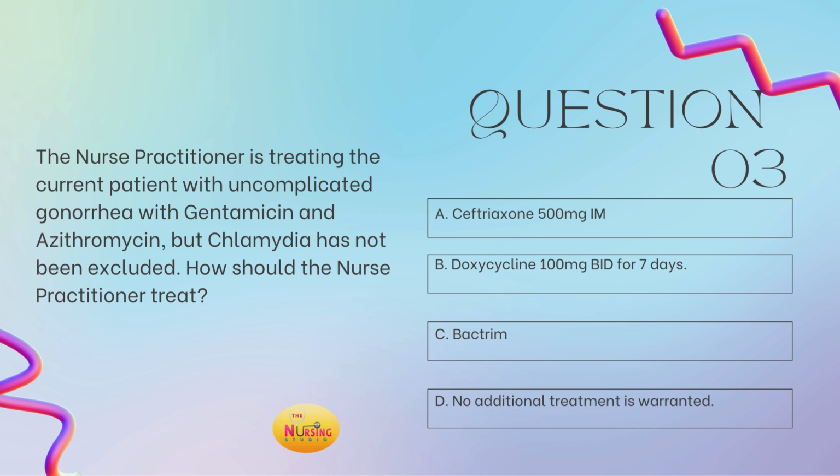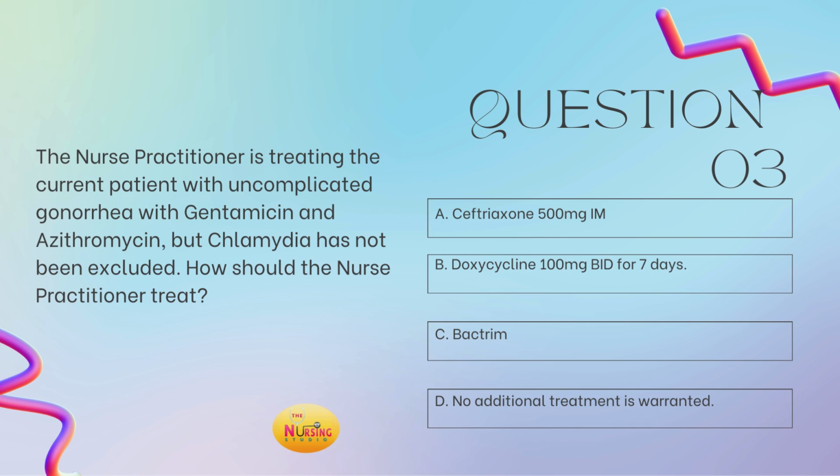I'll read that one more time. The nurse practitioner is treating the current patient with uncomplicated gonorrhea with the gentamicin and azithromycin, but chlamydia has not been excluded. How should the nurse practitioner treat? Is it A, ceftriaxone 500 milligrams IM, B, doxy 100 milligrams BID for 7 days, C, Bactrim, or D, no additional treatment is warranted? Take a moment to see what you got.